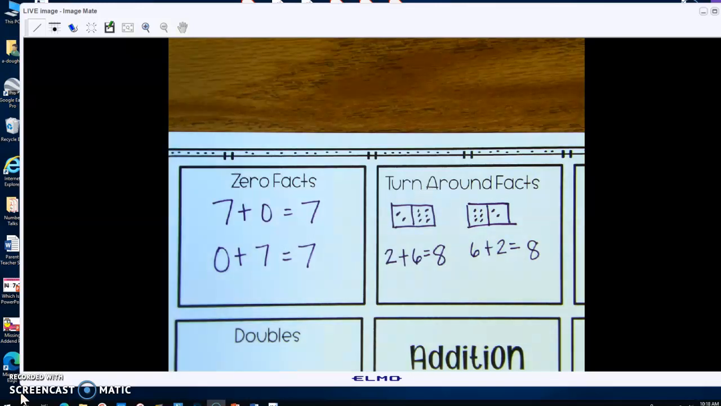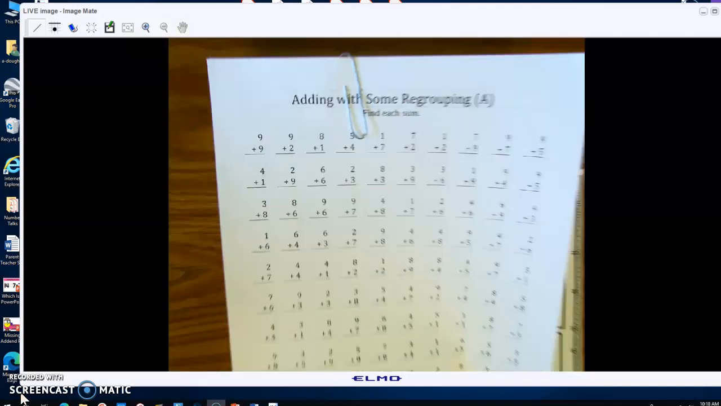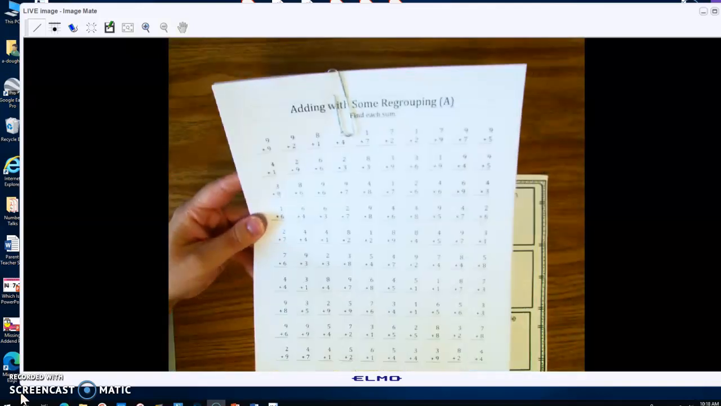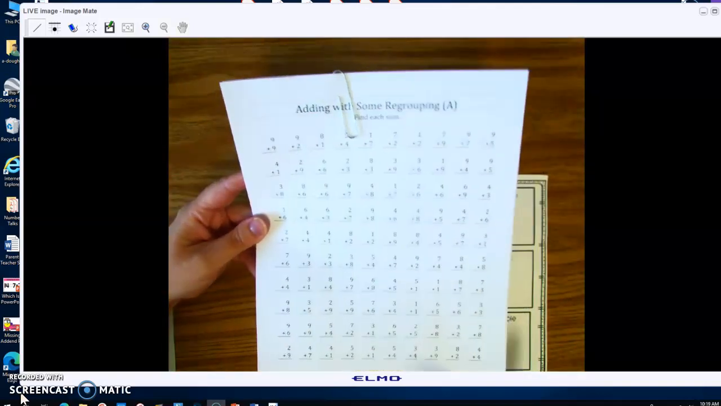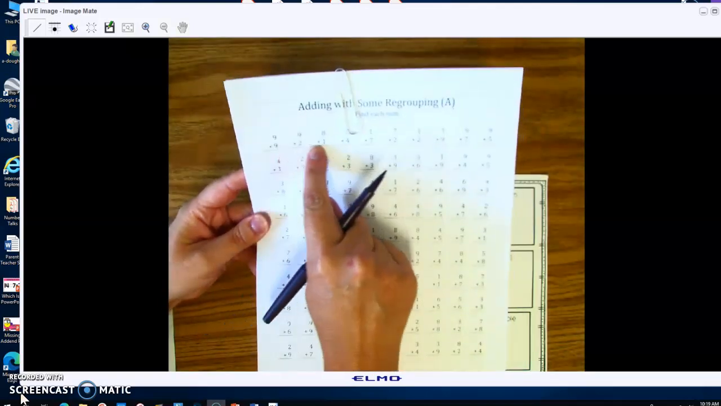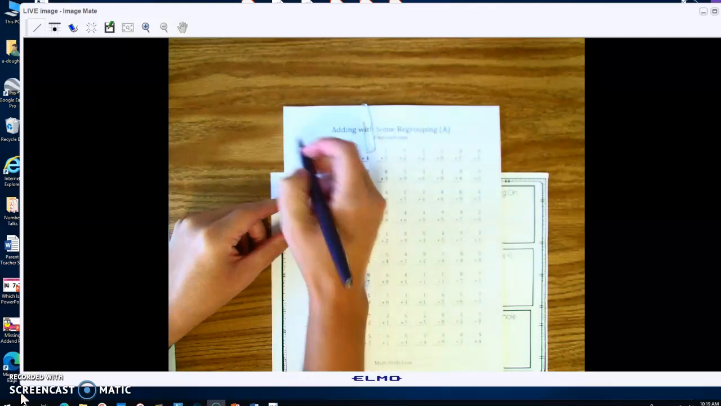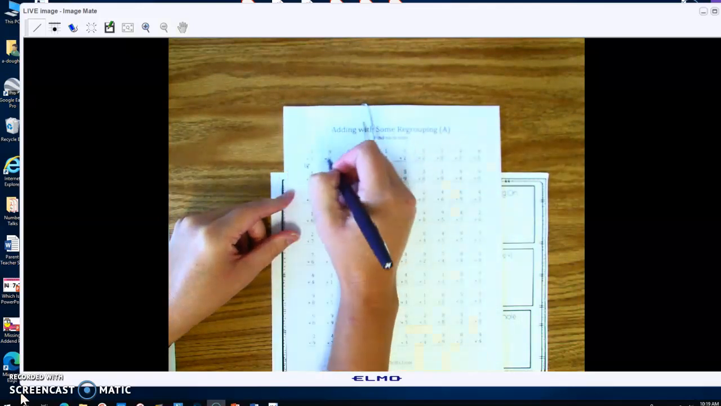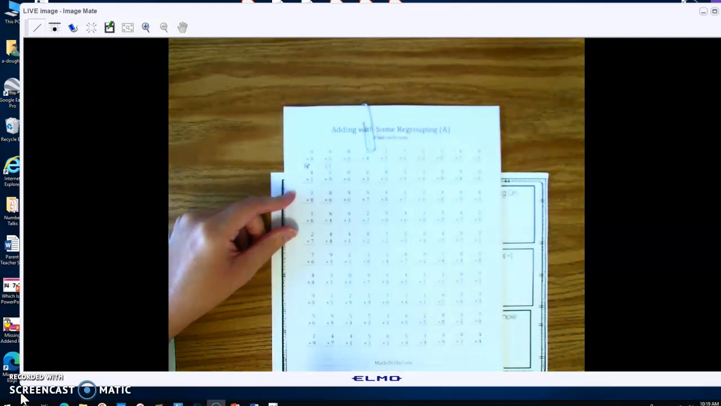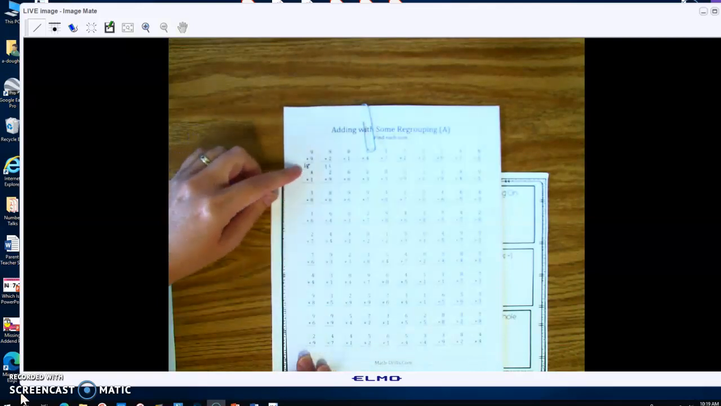start our first math fact test. This is what it looks like. There's 100 problems. So you can go this way if that helps you. So you write the answer, 9 plus 9, 18. 9 plus 2, 11. Or if you'd rather go down, you could do 9 plus 9 equals 18.